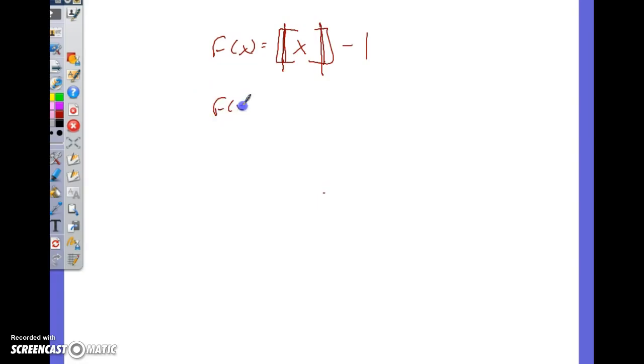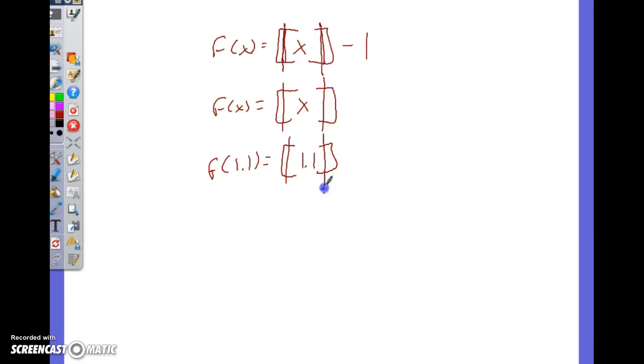If I were to take this by itself, and I were to go 1.1, equals 1. What is the greatest integer I have? Integer means whole number, right? So what do I got? 1.1, nope. What's the whole number? It's going to be 1. The greatest whole integer I have is 1.